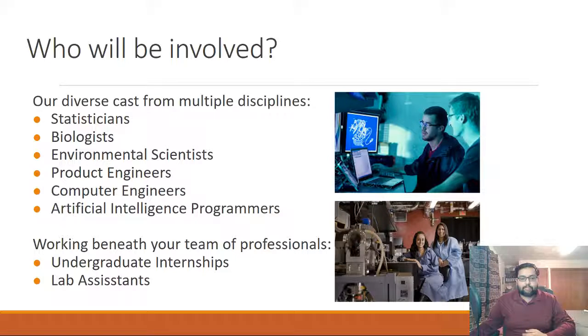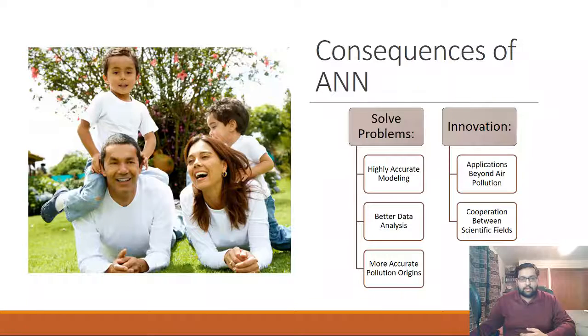This will allow more people to contribute to the research, and we hope that eventually cooperation throughout the scientific community will increase. Cooperation at this scale may be a tad optimistic, but it's something that Mr. Sloan would have argued for. So the consequence in the end would mean that we would have more accurate models, better data analysis, and more accurate pollution origins. Finally, it would push not only innovation in air pollution modeling technologies, but also cooperation between scientific fields.